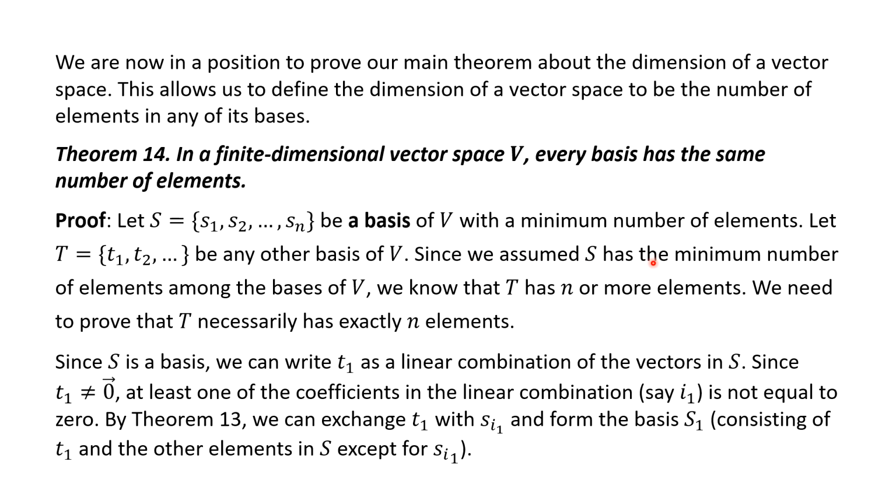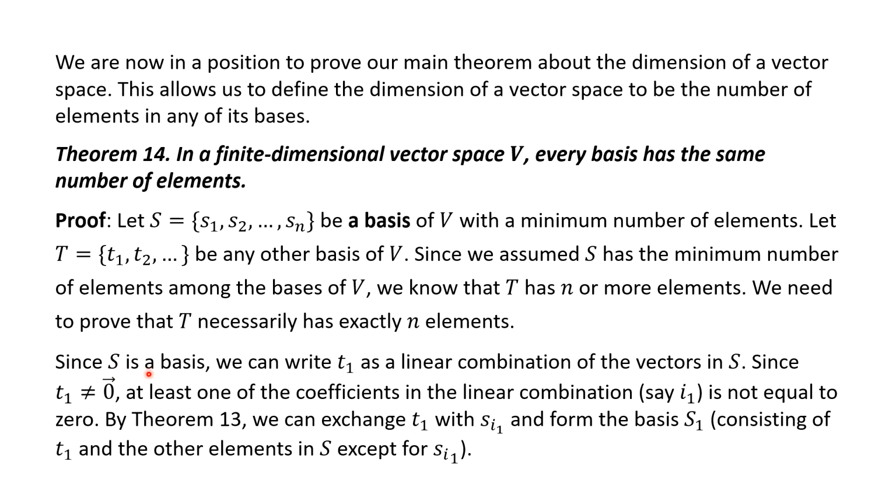Since we assumed S has a minimum number of elements among the bases of V, we know that T has either n or more elements. What we want to show is that T necessarily has n elements.